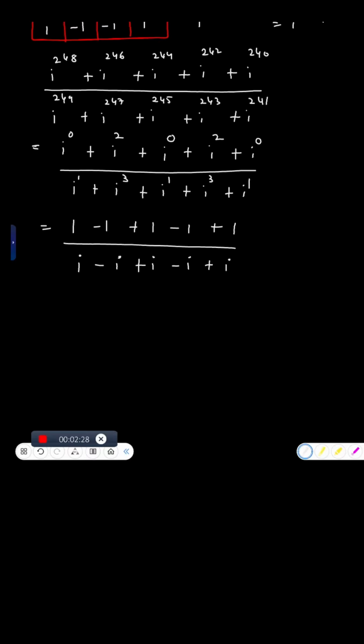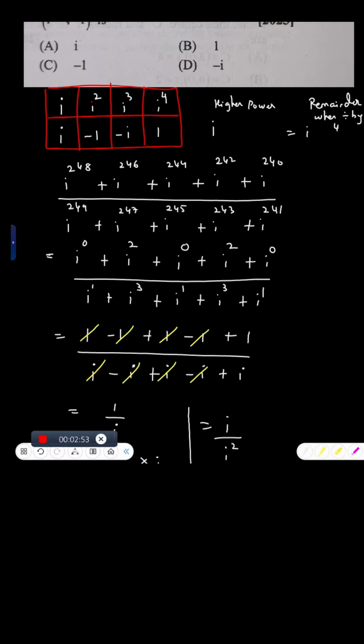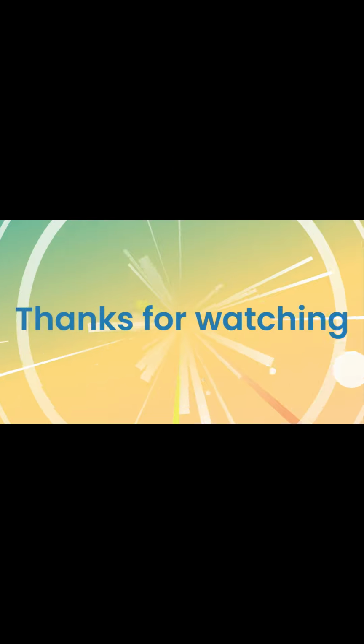Now let's see what gets cancelled. 1, 1, 1, negative 1 will get cancelled. i minus i will get cancelled. And what remains in my sum is 1 upon i. In my next step, I'm going to multiply it by i, and what I get is i upon i square. And we know i square is negative 1. So my final answer is going to be negative i, and the answer is going to be D.